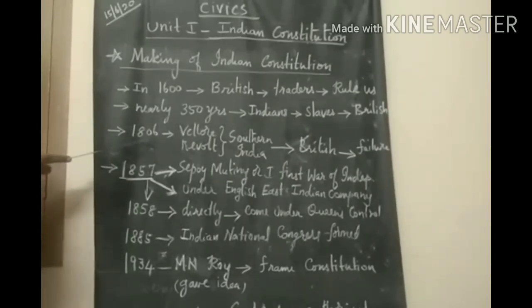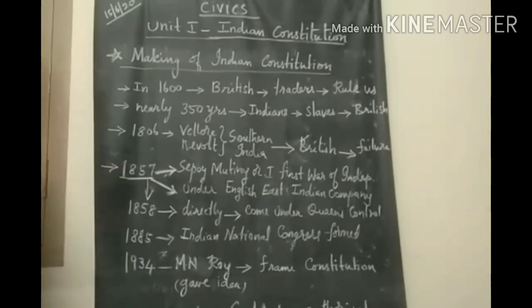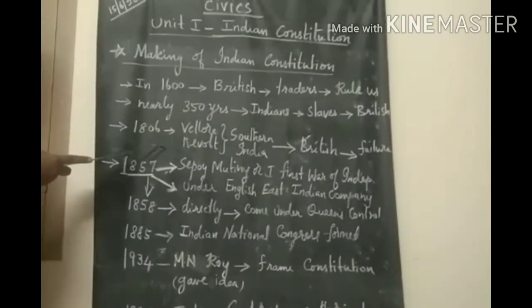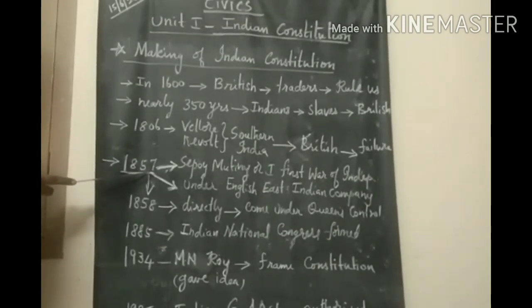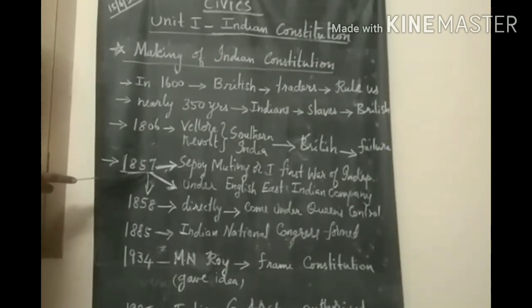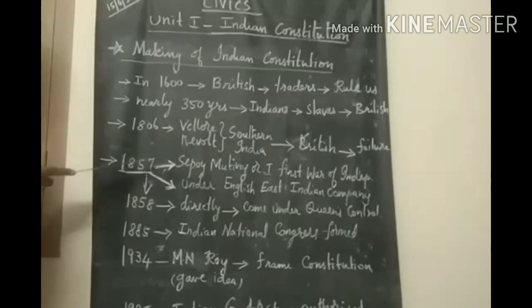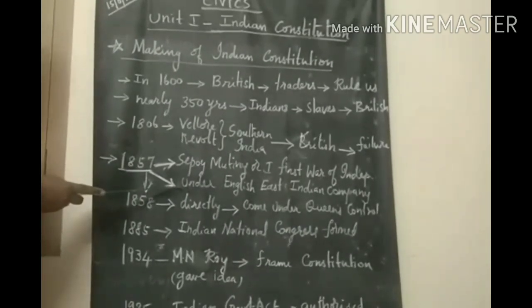At that time, in the year 1806, the Vellore revolt broke out in South India against the British government, but it was an utter failure. In the year 1857, the Sepoy Mutiny, or first war of Indian independence, broke out in central India. This revolt also failed. Up to 1857, India was under the control of the British East India Company.